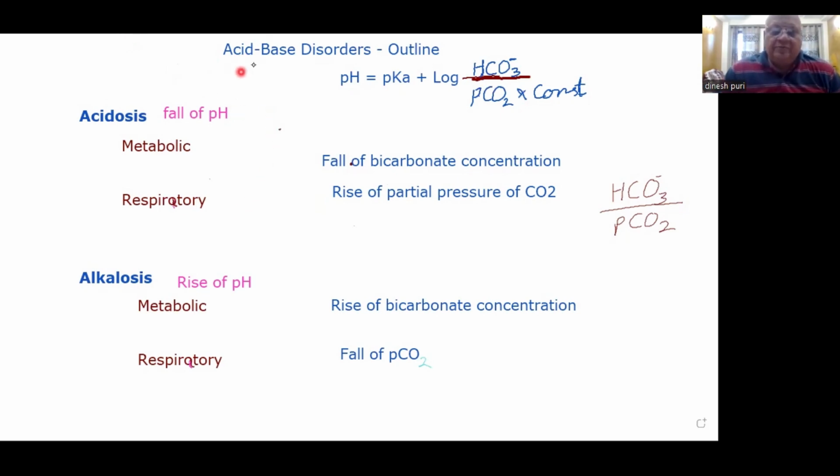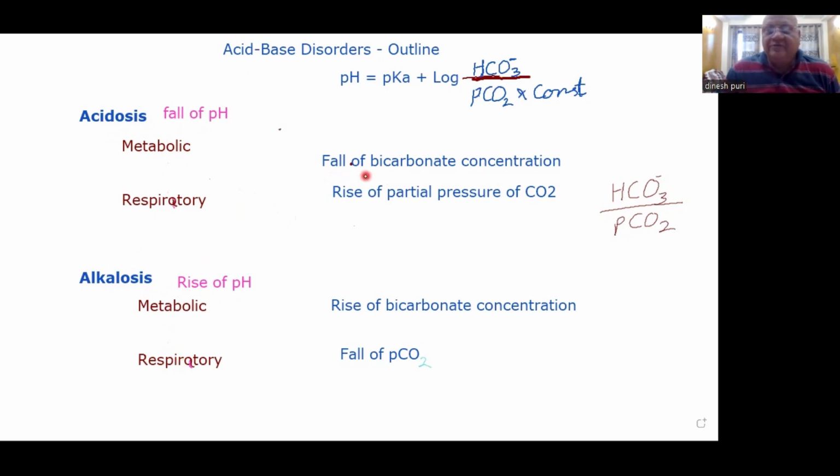So in this video, I'm going to give an outline of acid-base disorders. Acidosis, alkalosis, as you all know, fall in pH or rise in pH respectively, and both the conditions are devastating, potentially lethal. So acidosis, fall in the pH. There are two subvarieties, metabolic and respiratory. Likewise, alkalosis, rise in pH may be of metabolic type or of respiratory type.